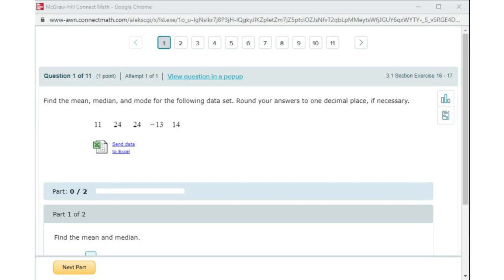The mode is going to be the repeated value. You can see that without ordering them, but the only repeated value is 24.